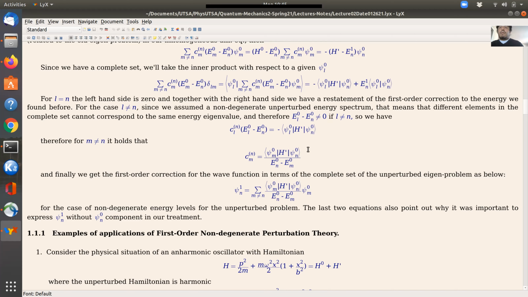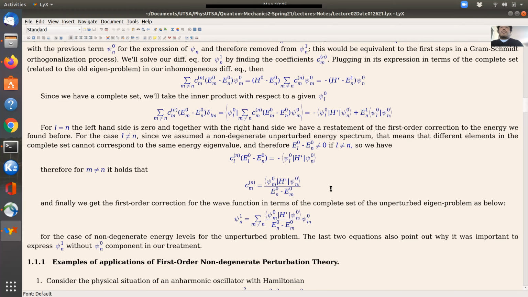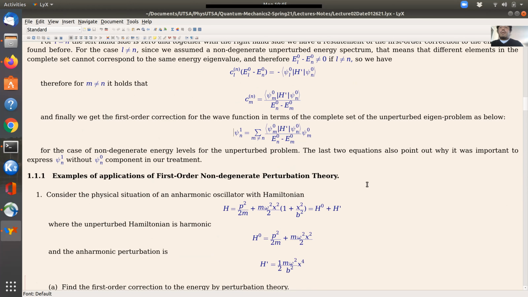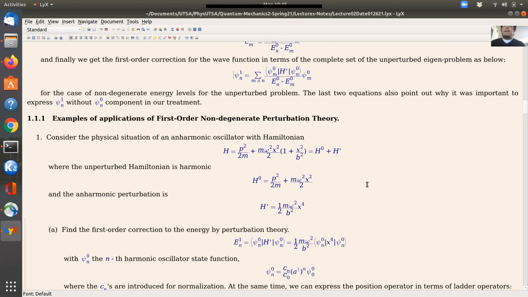So try to make a second review of the calculations at home if you can. The last part is to show you an example of how you can apply first order non-degenerate perturbation theory.